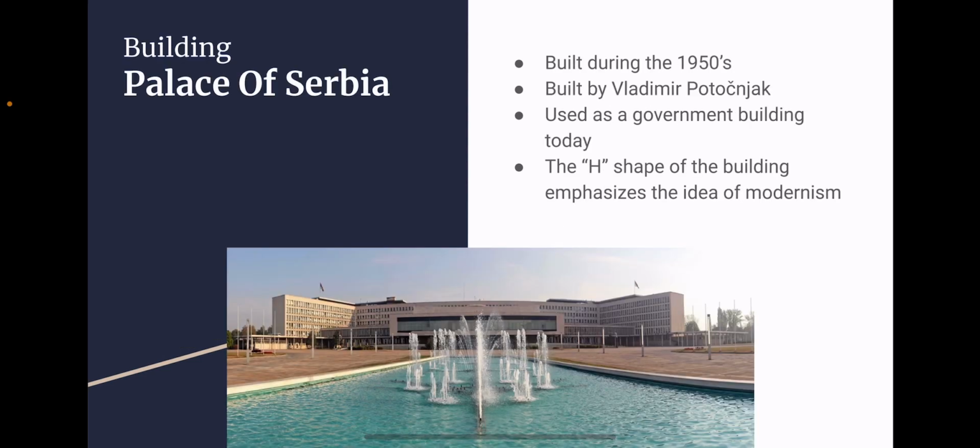And the next building was the Palace of Serbia. It was built during the 1950s by Vladimir Potocnjak. It is now used as a government building today, although it was first built as a palace. And the H shape of the building emphasizes the idea of modernism, and Brutalism is also considered modernism.